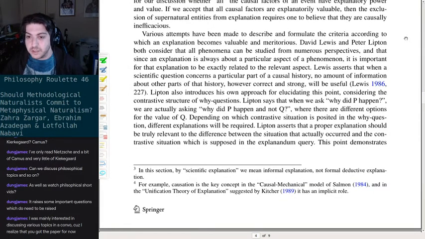Lipton also offers his own approach for elucidating this point, considering the contrastive structure of why questions. Lipton says that when we ask why did P happen, we are actually asking why did P happen and not Q, where there are different options for the value of Q. Depending on which contrastive situation is posited in the why question, different explanations will be required. Lipton asserts that a proper explanation should be truly relevant to the difference between the situation that actually occurred and the contrastive situation which is supposed in the explanandum query.